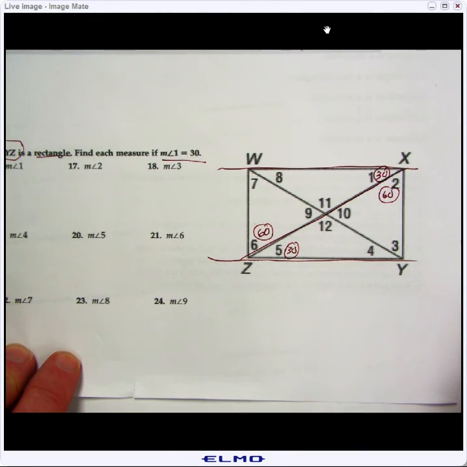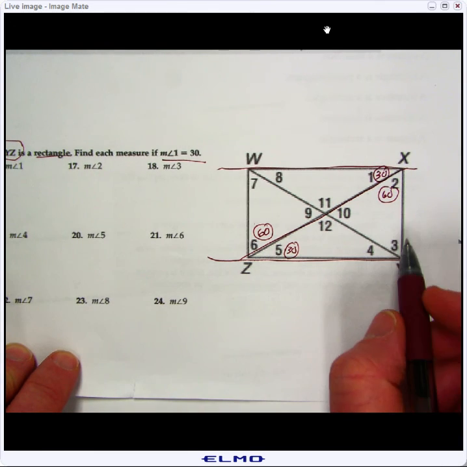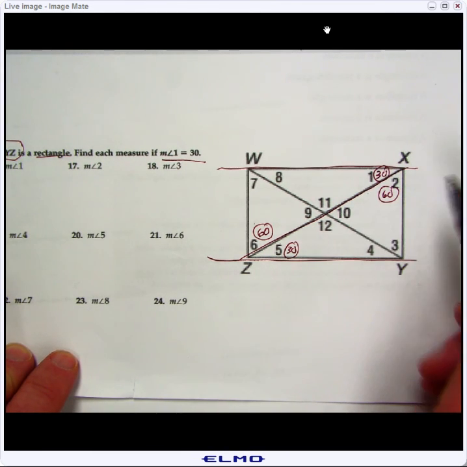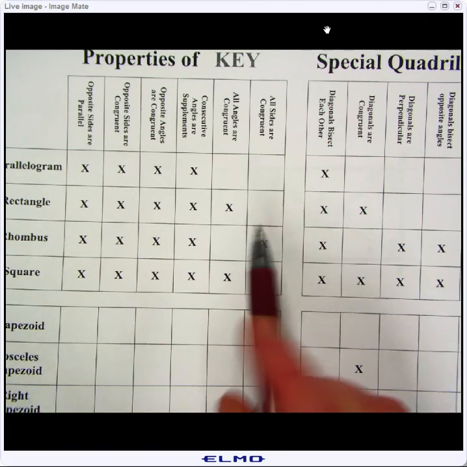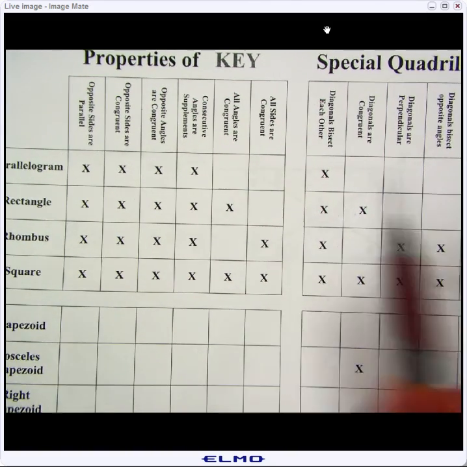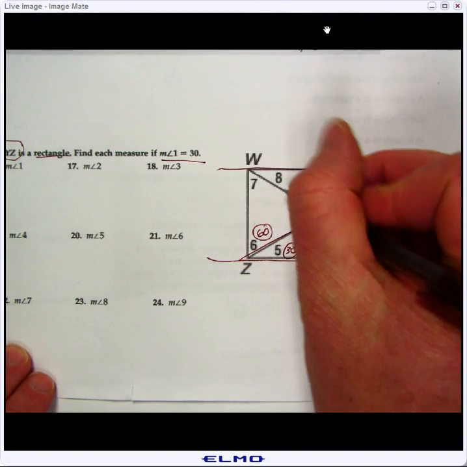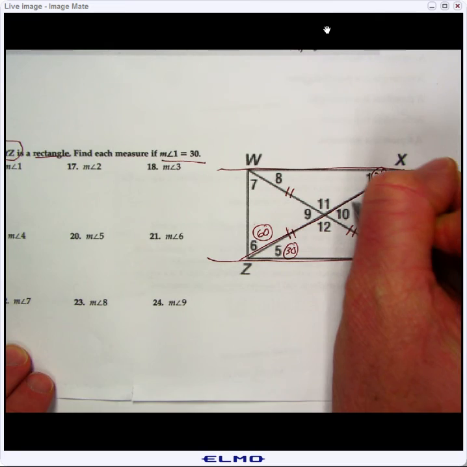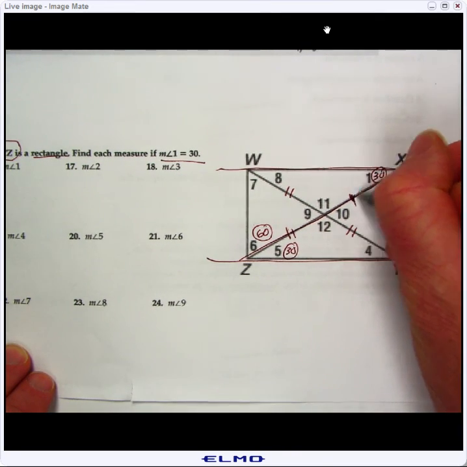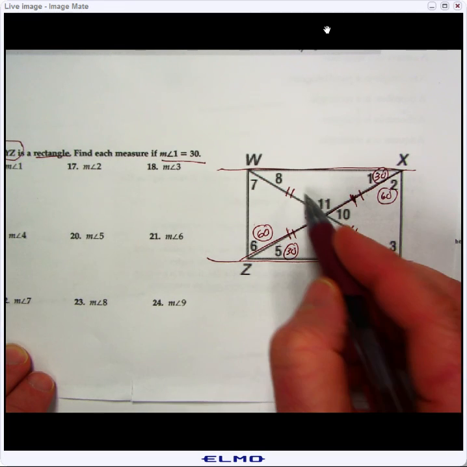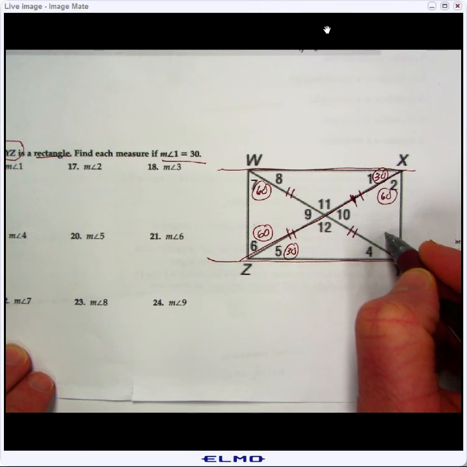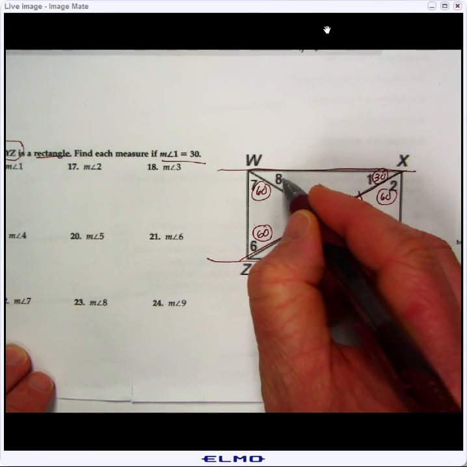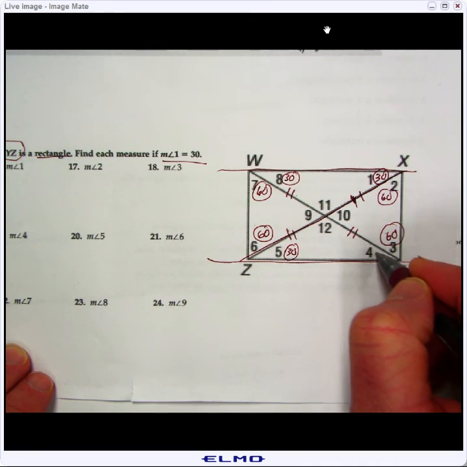Okay, so now we get to the part where we have to figure out, okay, I know other things are 60 and 30, but I also know I have triangles that are congruent, because if you go back to your chart, in a rectangle, the diagonals bisect each other and the diagonals are congruent. So I know that I have this case right here where the diagonals all cut each other in half and they're also congruent, which means I have isosceles triangles, which makes this 60 and this 60. Leaves me left over with 30 and 30.